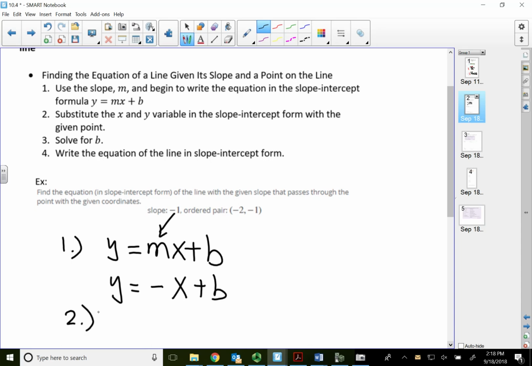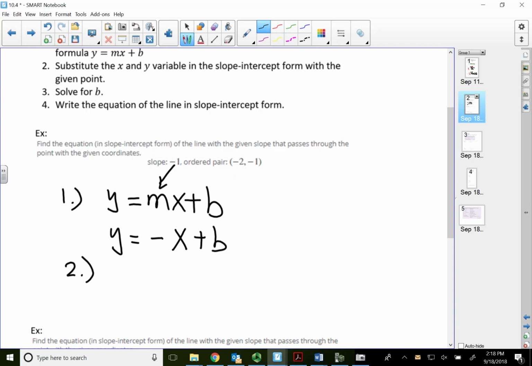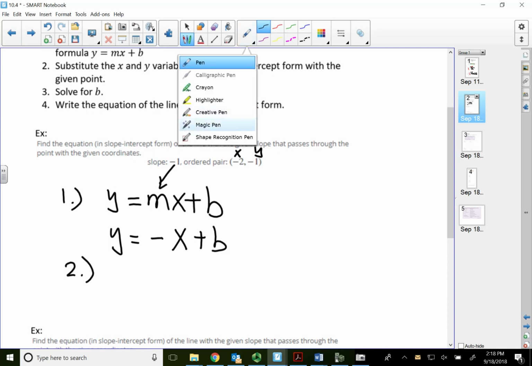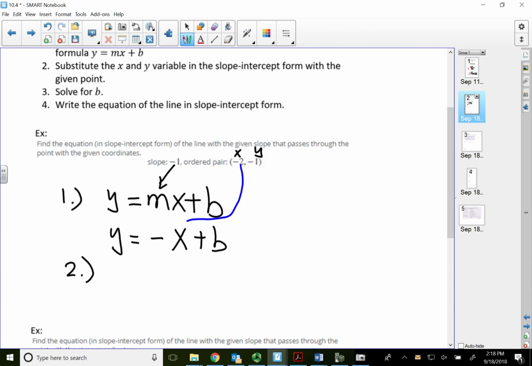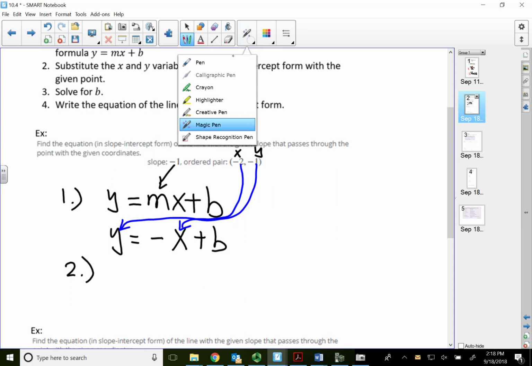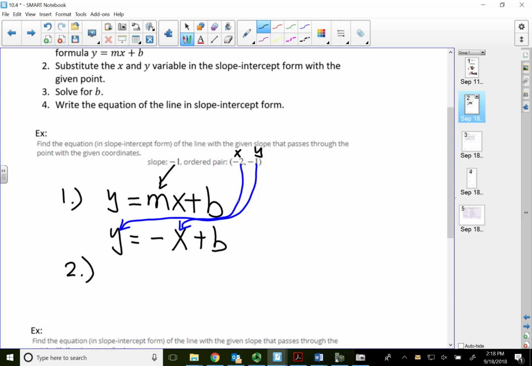Step number 2, use the point given to substitute. The point given is (-2, -1), so I have an x value and a y value. I'm going to substitute the x value where the x is and the y value -1 where the y is. Once I substitute, my equation should say -1 equals -1 times (-2) plus b. Now we just solve for b.